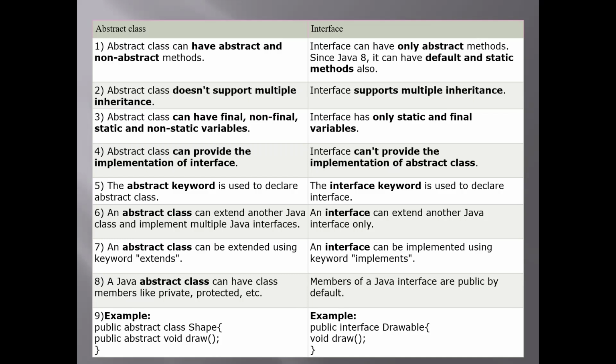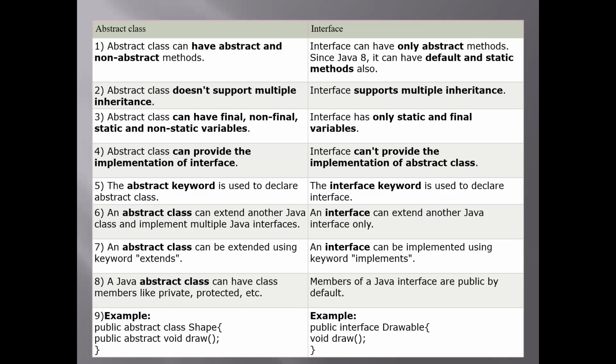Point number four, abstract class can provide the implementation of interface, but interface can't provide the implementation of abstract class. Point number five, abstract keyword is used to declare the abstract class, and interface keyword is used to declare the interface.